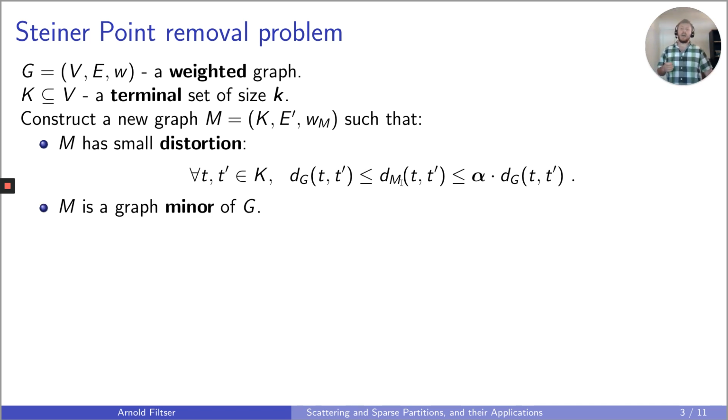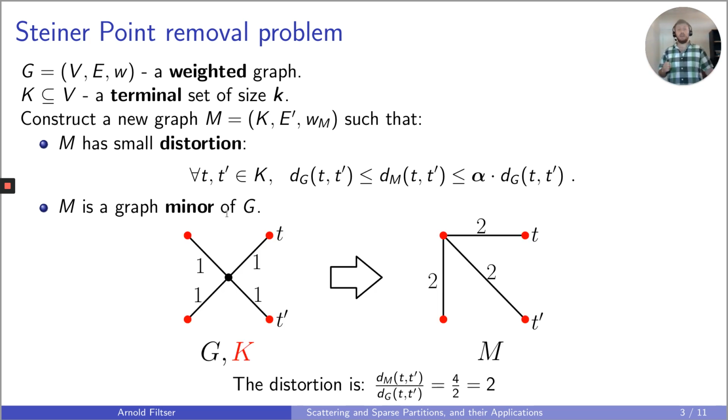And secondly, I want the graph M to be a minor of G. So in a sense I want to preserve the topology of the graph G. So if G was planar, for example, the new graph M will also be planar. And the goal, of course, is to minimize alpha. So here's one example. Suppose that this star graph here has all edge weights 1, and this center point is a Steiner point, which means it's not a terminal. All the leaves are terminals.